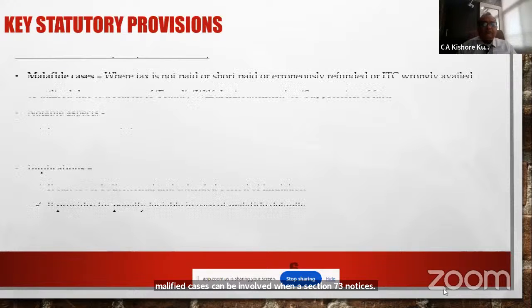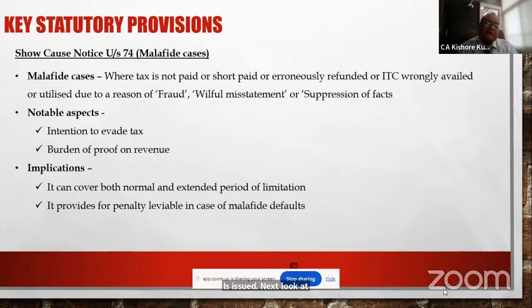Let's look, friends, at what Section 74 is. Section 74 talks about where any taxes have not been paid or any credits have been wrongly availed due to a reason of fraud, willful misstatement, or suppression of facts. The proper officer can issue a show cause notice under Section 74. Now, friends, these terms are very important to look at.